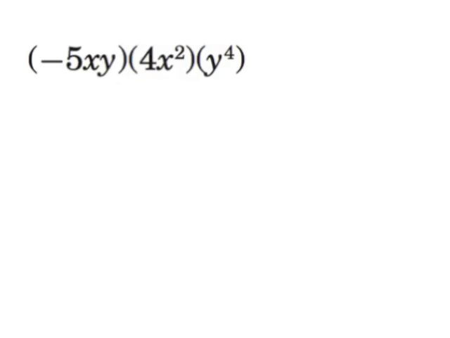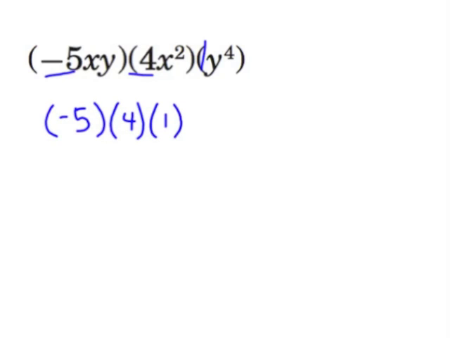Let's try another problem. This time we're multiplying three monomials. It's okay, we follow the same process. We'll take care of our coefficients first. Negative 5 times 4 times 1. Remember, if a monomial doesn't have a coefficient, then 1 will be your number, your coefficient. And now we take care of our x's. I have x's in the first and second monomial, but I don't have any in the third. That's okay. Just make sure you include all the x's that you have.